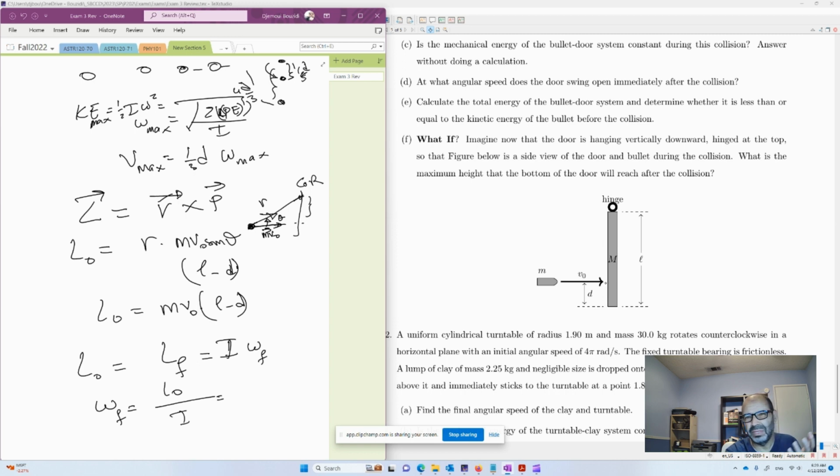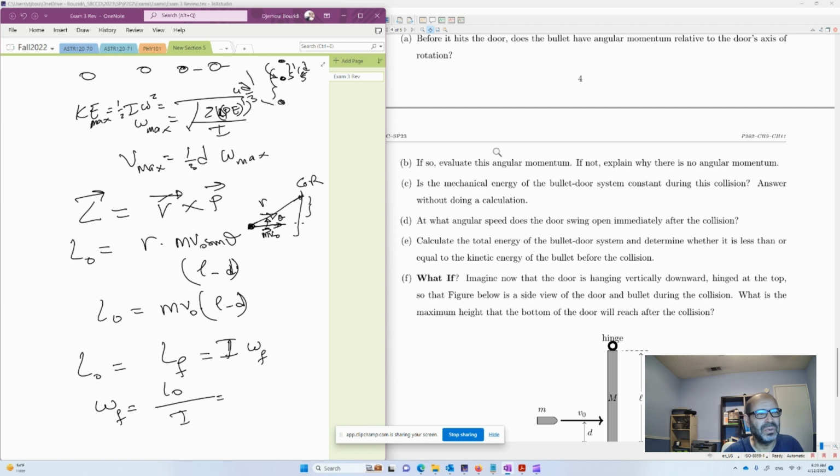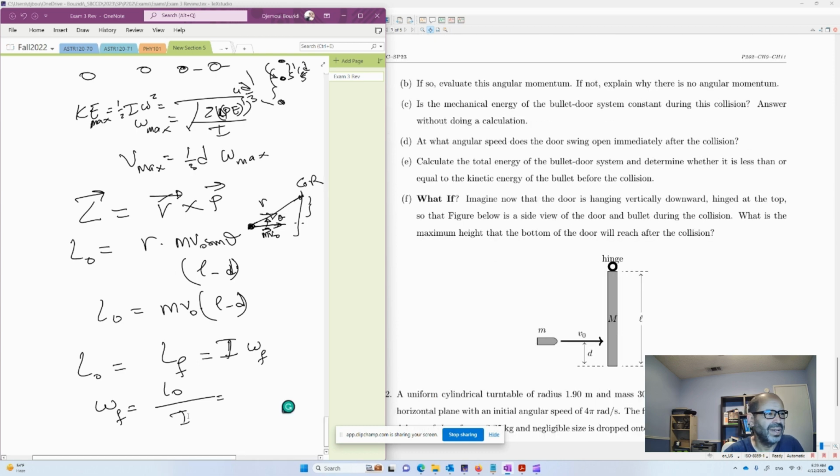Plus the m is actually a combination of the mass of the door, which is 18 kilograms, plus 5 grams, so it's not going to make much difference at all. So the point here is that we have I, we have L naught, and we should be able to find what this value is.